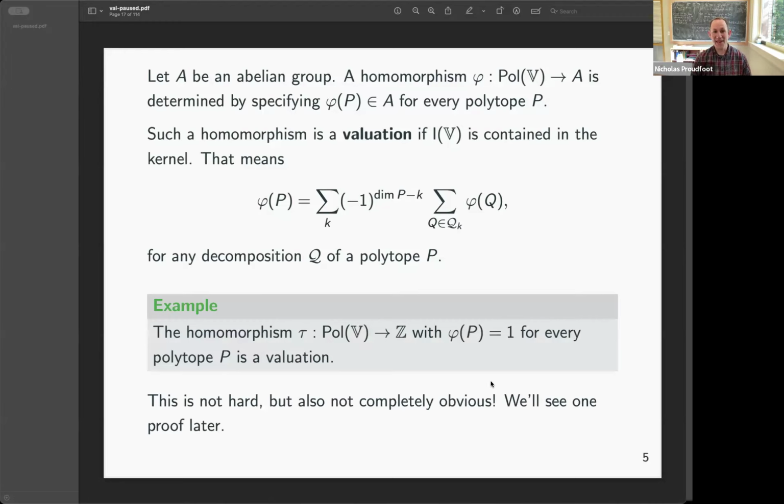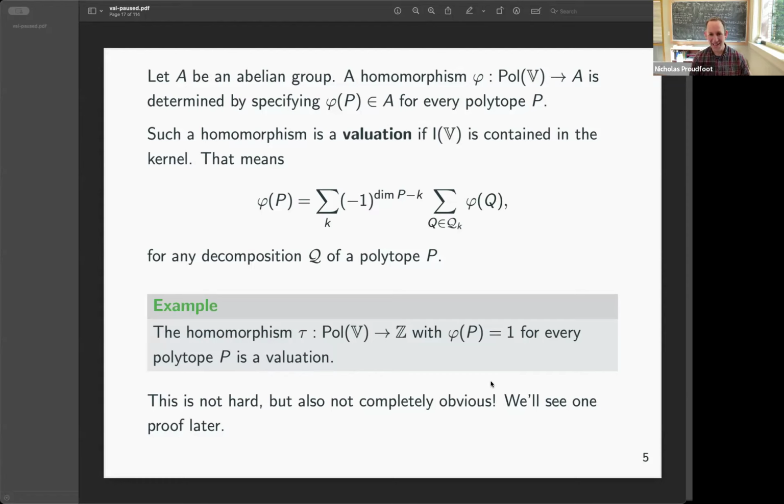The first example I want to give is the trivial homomorphism, the thing that takes every polytope to 1. I don't want to claim that this is a really hard or deep theorem, but I do claim that it's not completely obvious. So if you get bored over the next 10 minutes or so, maybe just try to come up with a completely elementary proof of this and tell me what it is after the talk. Because, again, I know how to prove it. In fact, I'll give you a proof later in the talk, and the proof I'll give will be overkill. There are easier ways to prove it.